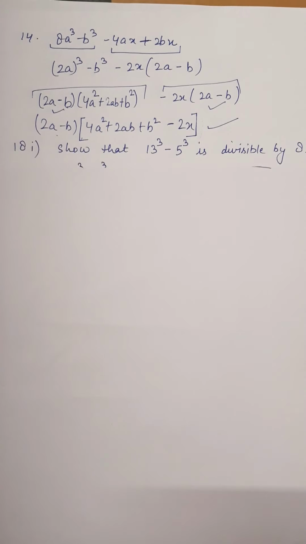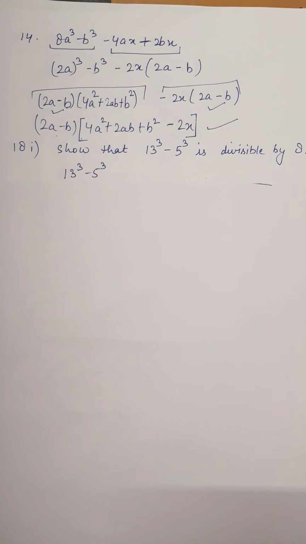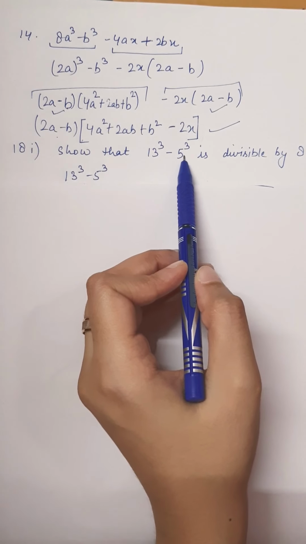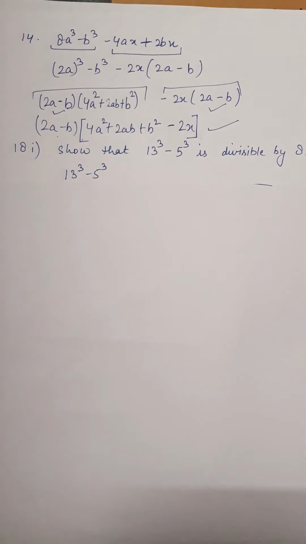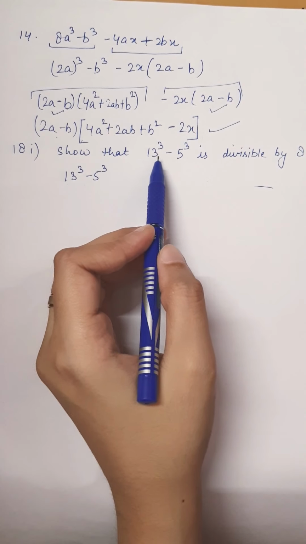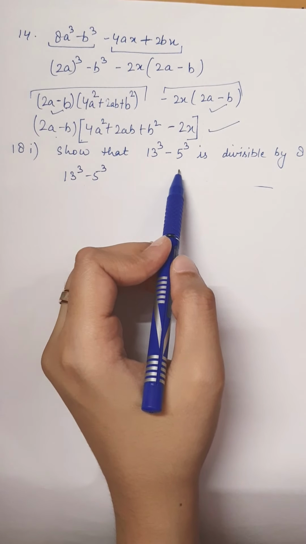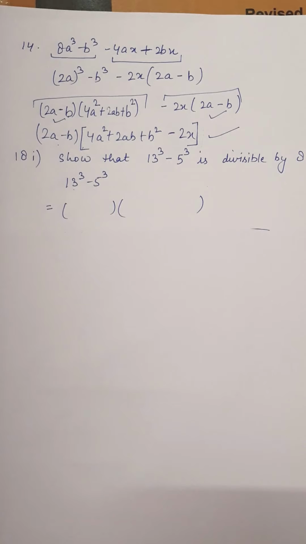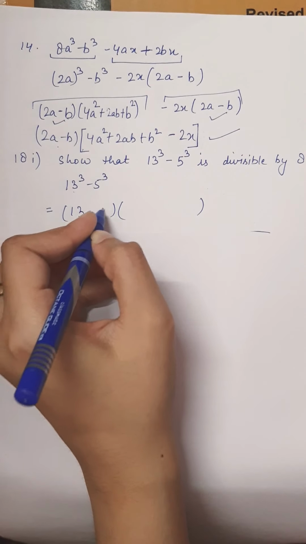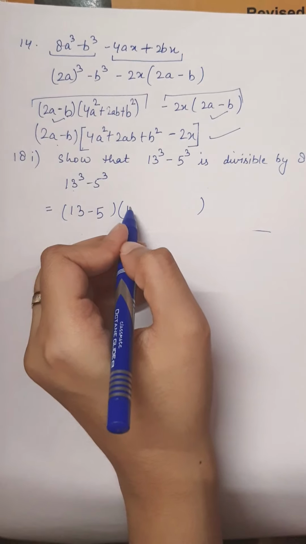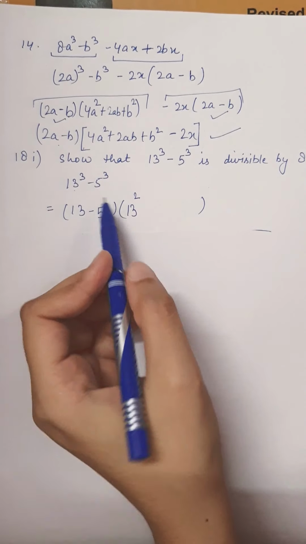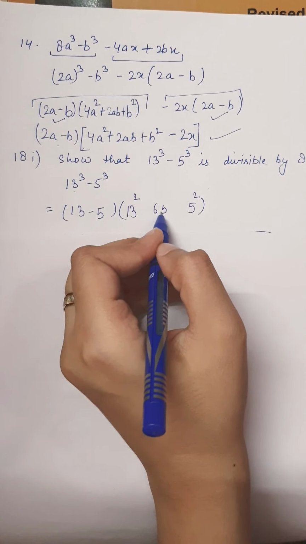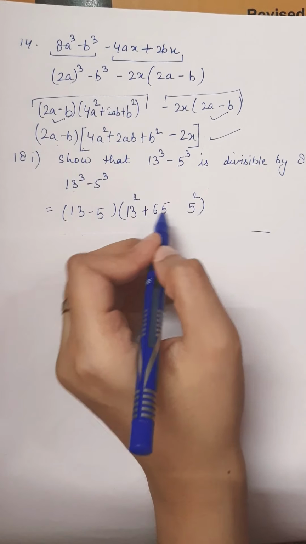Now next, last question for today. Question 18. Show that 13 cube minus 5 cube is divisible by 8. Now I want you to do it without actually solving this, using factorization. See, it's so easy. Open this, a cube minus b cube. So 13 minus 5, square of 13. Even if you don't know, doesn't matter. Square of 5, doesn't matter. Product of 13 into 5, 65. Or you can write as it is, both plus sign.